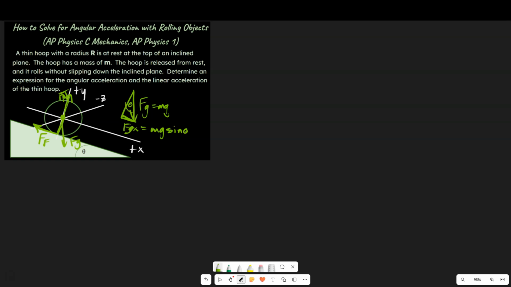Notice this theta is over here, and the last one is going to be FGY, which is equal to mg cosine of theta. So that's going to be this leg of the triangle right here. Very good. So again, do that off to the side, not on your free body diagram.